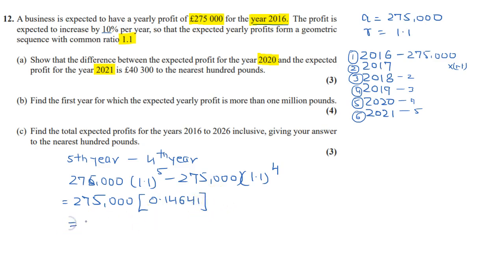And that is equal to 4026, 2.75, nearest to 100 pounds. So nearest to 100 it will be 40. This is 62, so it will be 3. So this was ar to the power 4 and this was ar to the power 5.